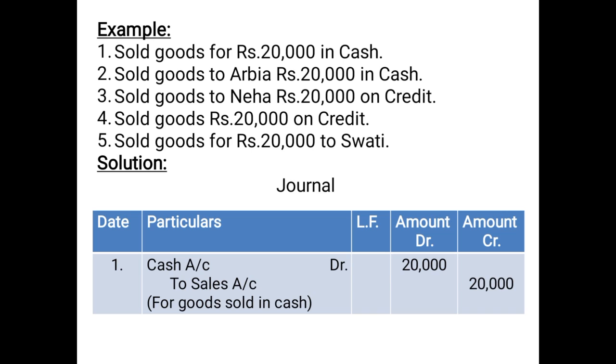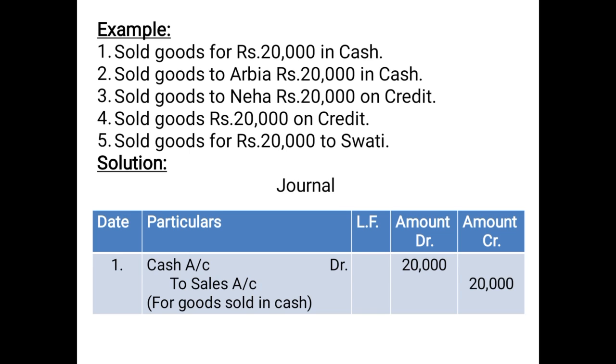And the last example: sold goods for rupees 20,000 to Swati. Now you are informed that the goods are sold to Swati, but whether these goods are sold on credit or in cash is not informed to you. So what will you do in this case? C will apply. That means you will assume it to be a credit sale.